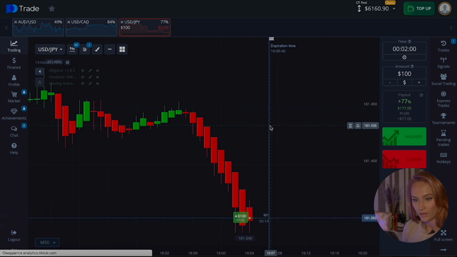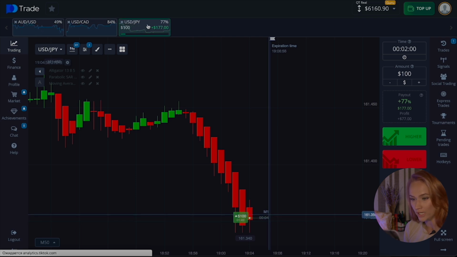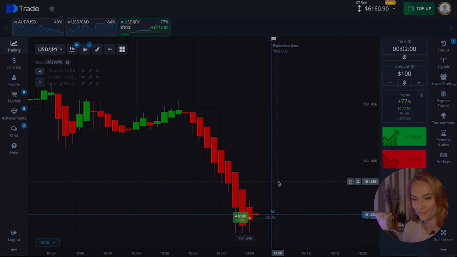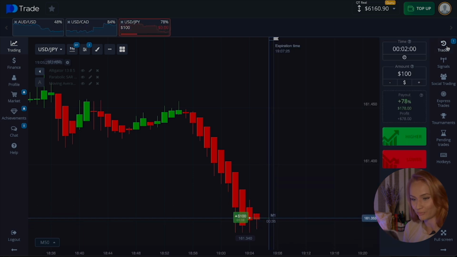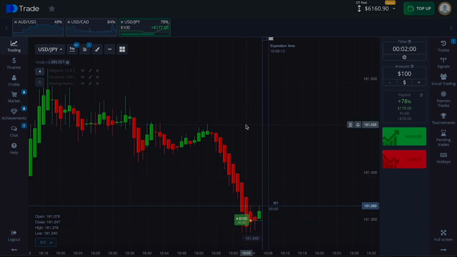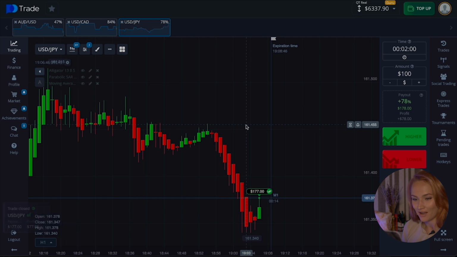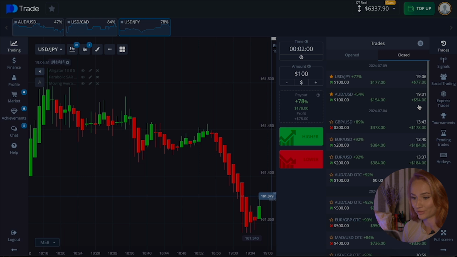Okay, for the next trade, let's take the currency pair JPY. Let me remind you that it is quite difficult to analyze this currency pair, so we now take actual risks. But let's see how the deal pays out anyway. Great, the deal went well. We earned almost 130%. It's an excellent result.